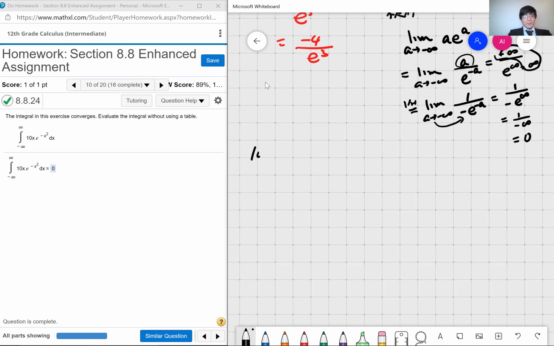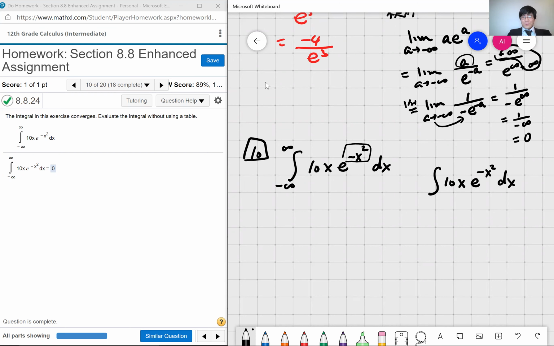Okay, number 10. So it's the integral from negative infinity to infinity of 10x e to the minus x squared dx. So again, let's say this part is u, and let's take an indefinite integral first. So actually, you can say u is equal to negative x squared. So du is negative 2x dx, which is basically here.